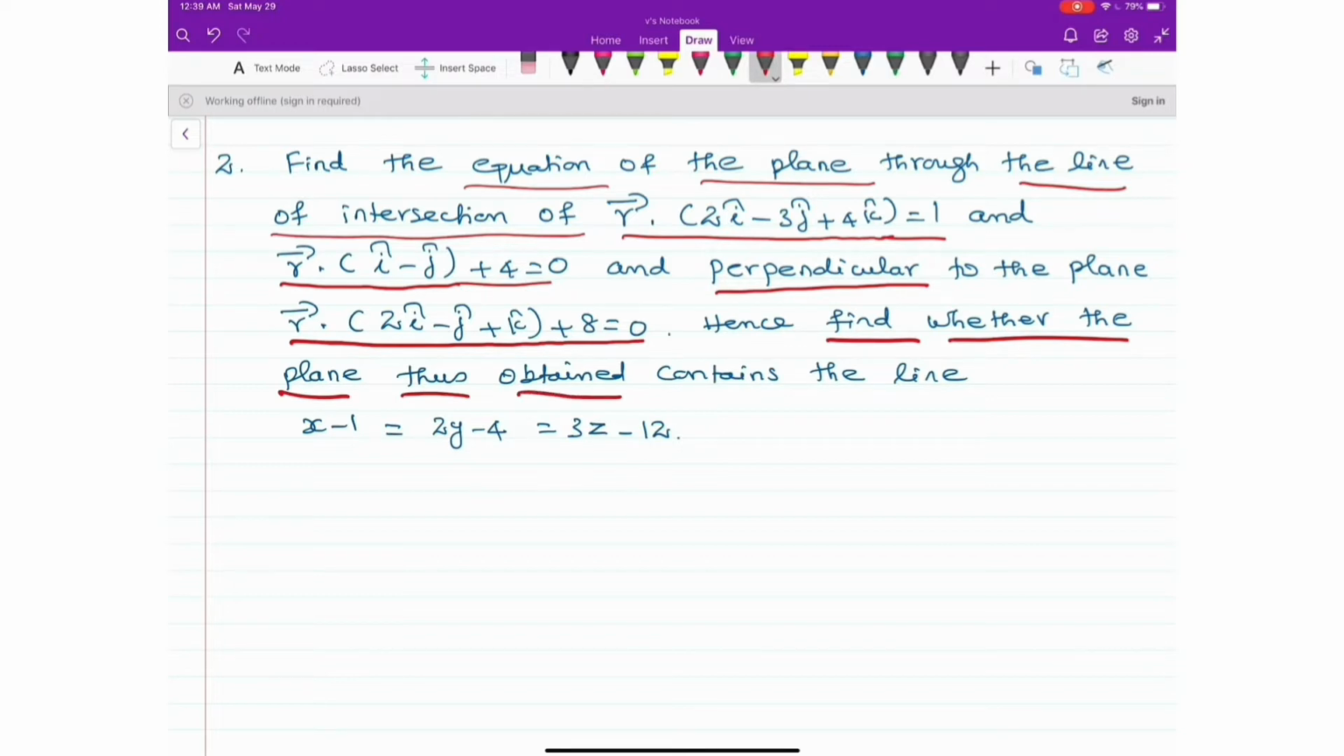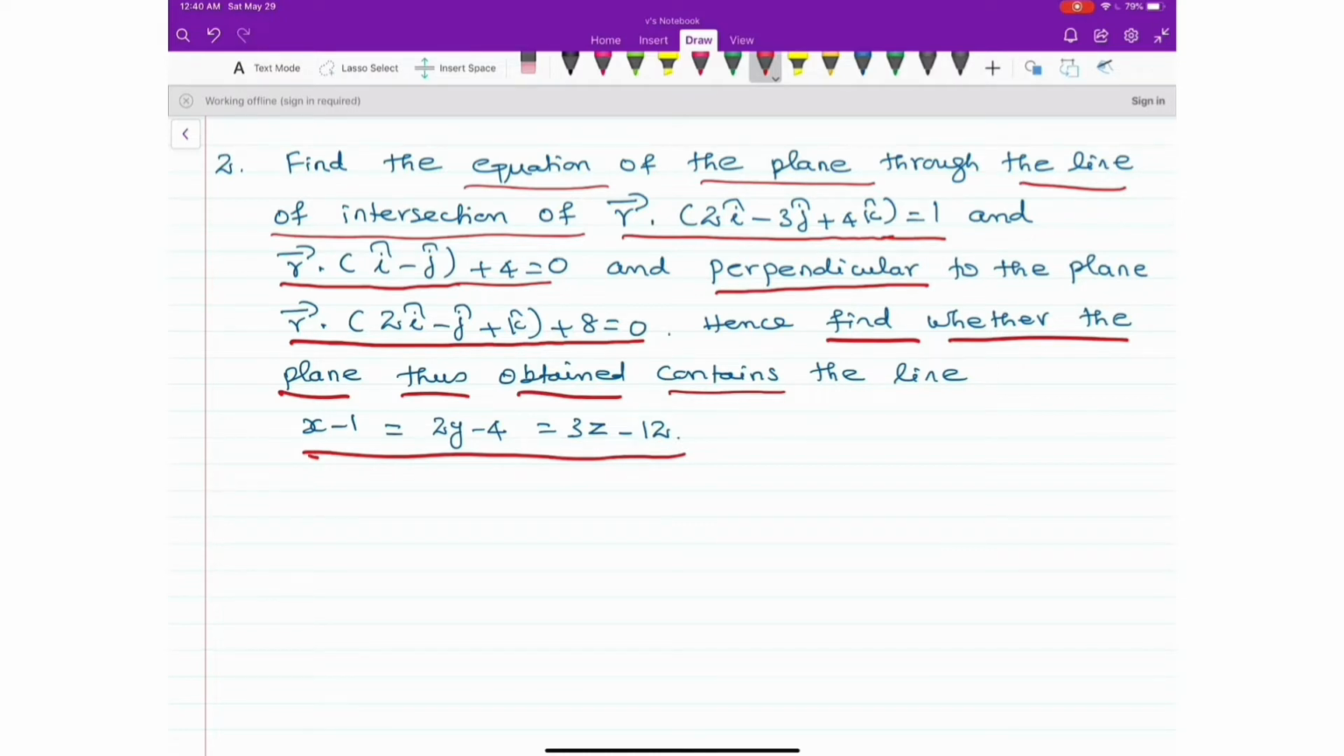Now from the first part you have got the equation of the plane. So that plane contains the particular line x minus 1 is equal to 2y minus 4 is equal to 3z minus 12. As I told you in the beginning, you have to find the equation of the plane by using the conditions that are given to you, identifying the type, writing the correct equation of the plane, then at the end getting the right answer.